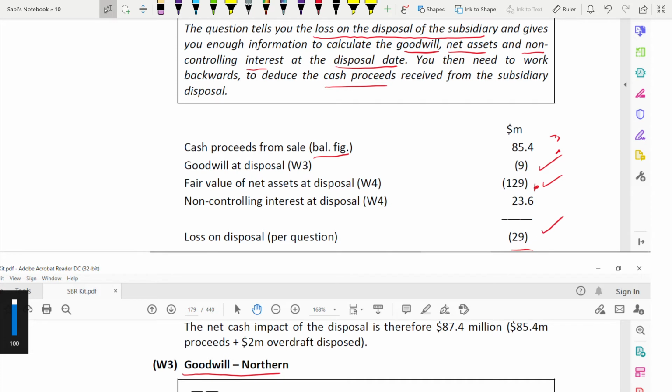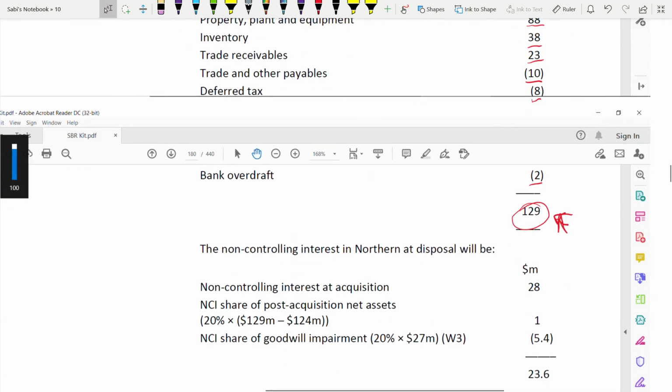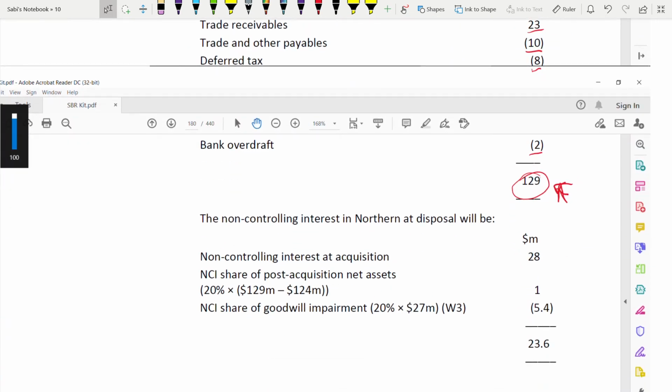Next is what? NCI at disposal. Here also it's under working 4, which we didn't cover yet. We'll go through it. So working 4, we have covered till 129. The rest, what is it? The NCI at disposal date. You always have to know, when a certain event happens, when you have acquired or disposed, the value of each item on that event. For example, you have to know the value of NCI or net assets or goodwill at the date of acquisition, as well as at the date of disposal also. Since we don't know NCI at the date of disposal, we need to calculate it because you have to add it with your cash proceeds to get a loss.